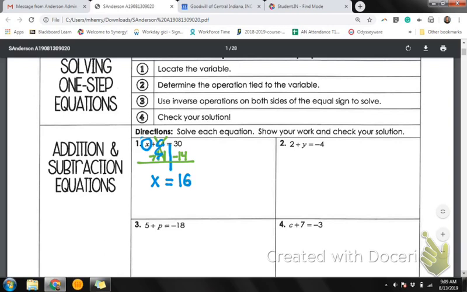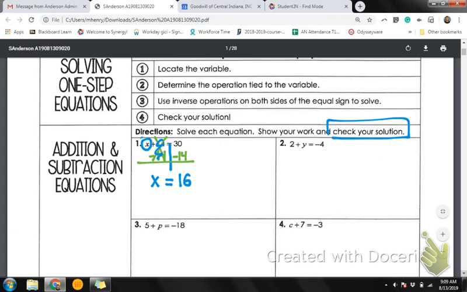Is x by itself on the left side? Is there anything else on the left side with x? No. So x is by itself. So we have now solved the equation. This says, though, show your work, we did that, and then check your solution.